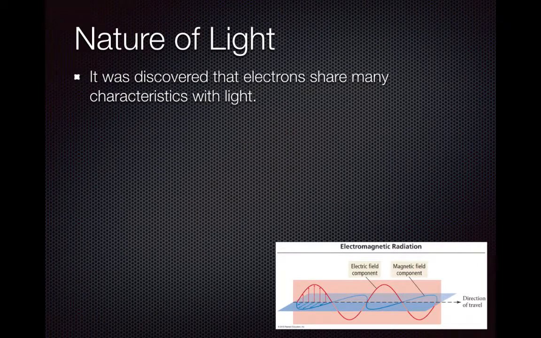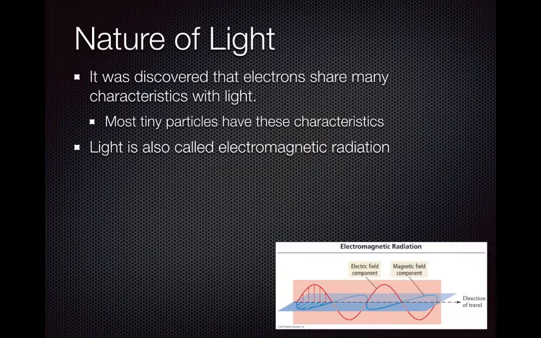Let's first talk about light. It was discovered that electrons share a lot of characteristics with light. So before we can really start to understand the electrons going around an atom, we really need to understand how light works. And as it turns out, most of our really tiny particles have the same characteristics as light. Now, light is also called electromagnetic radiation, and the reason for that is that it has an electrical field component and a magnetic field component that we see down here in our graph.